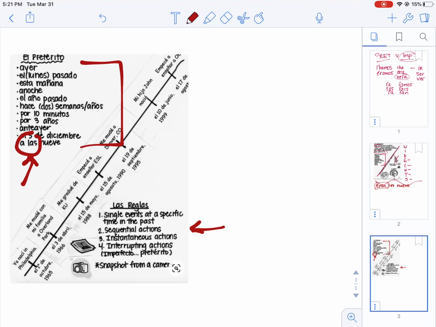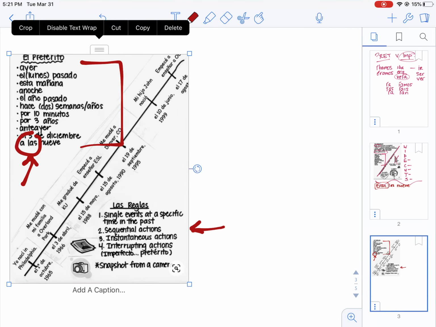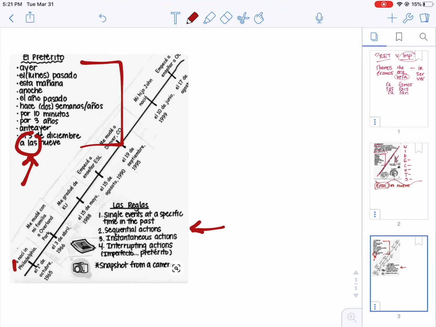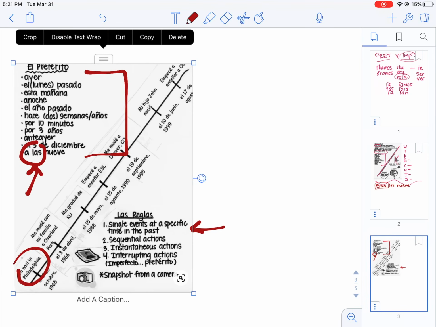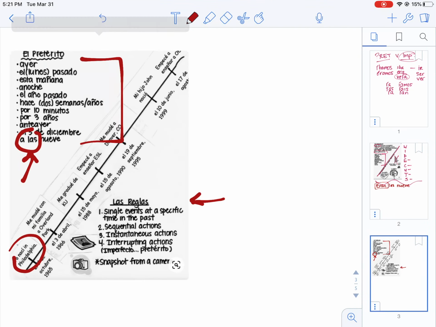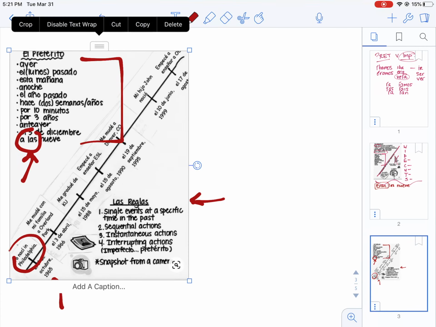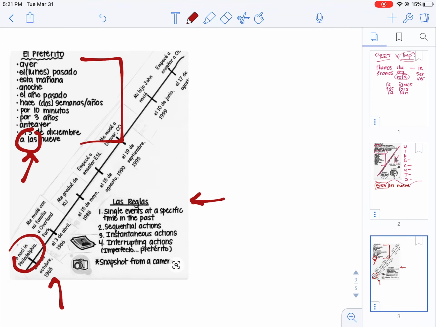Interrupting actions, again, this idea of imperfect and preterite. So if you notice on this timeline, these are things, points in time that happened. I was born in Philadelphia. Here's your year. My family moved to Overland Park. That's the time. I graduated from this university on May the 15th. I started to teach ESL on August the 15th. I moved to Colorado. Do you notice those are points in time? And that's why those are preterite.